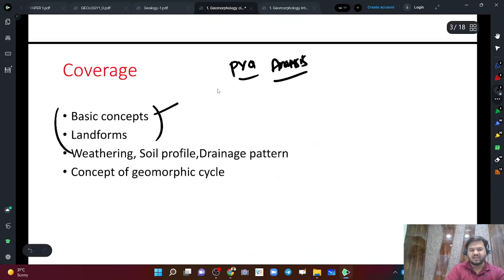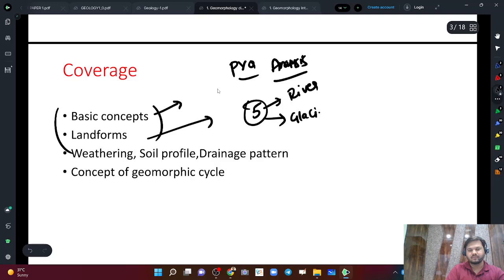There will be some basic conceptual questions on geomorphology, which we have compiled. Another is questions on landforms created by basically five agents. One is river, landforms created by glaciers, landforms created by groundwater, landforms created by wind. We also call them aeolian landforms. And of course, coastal landforms. So these five are very common.